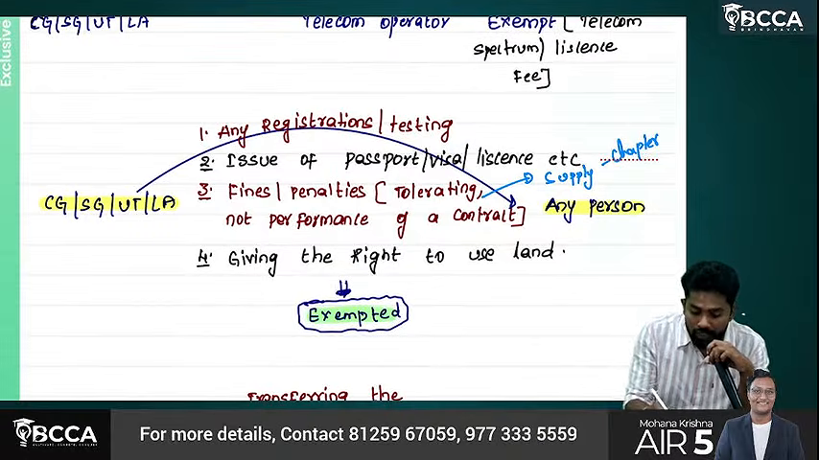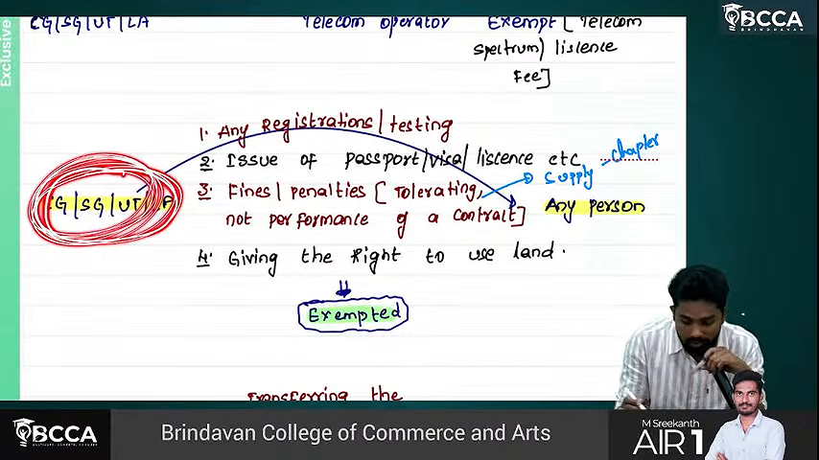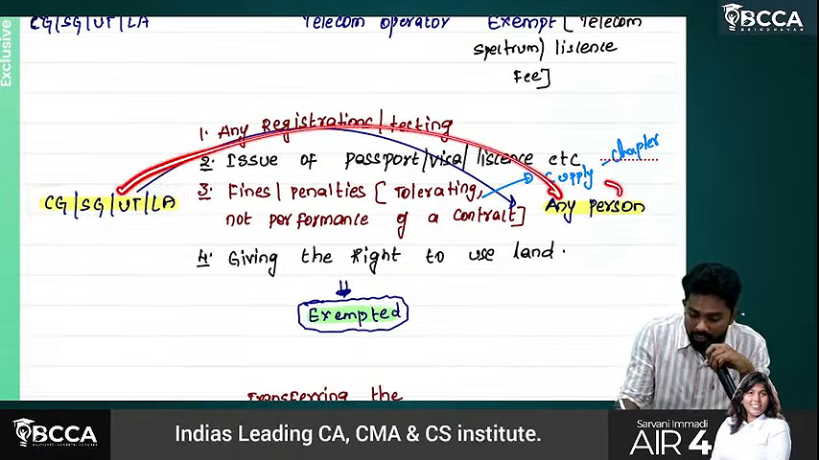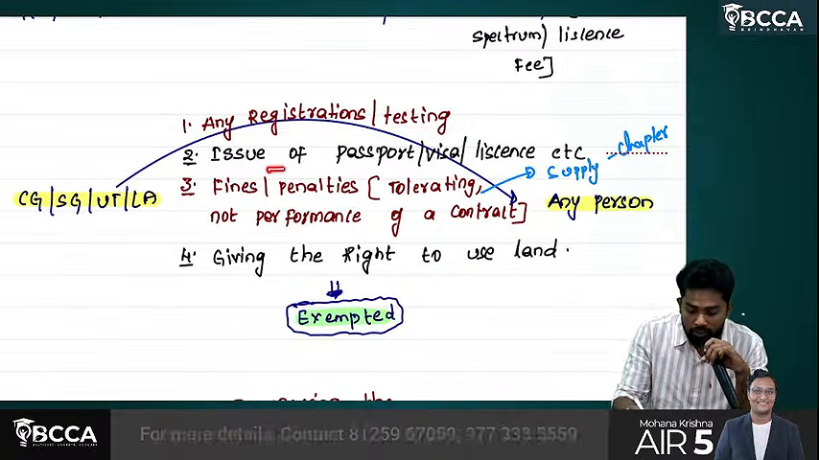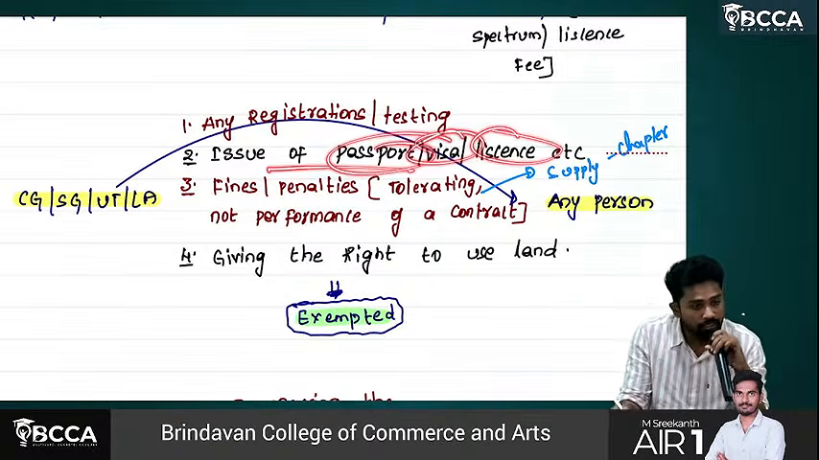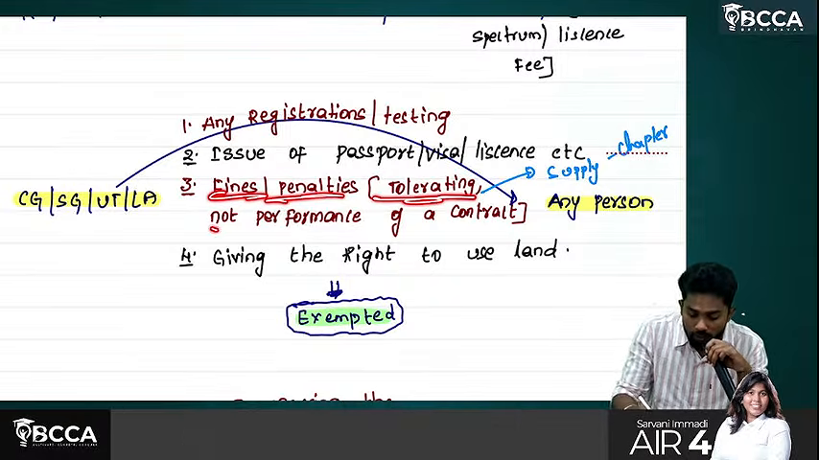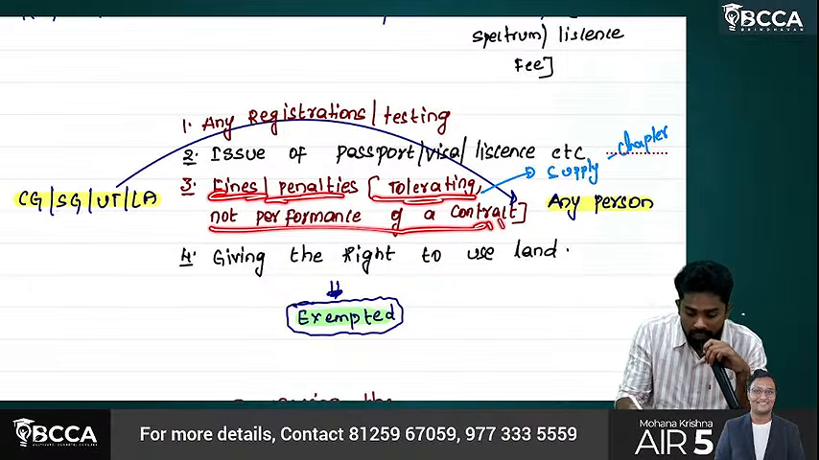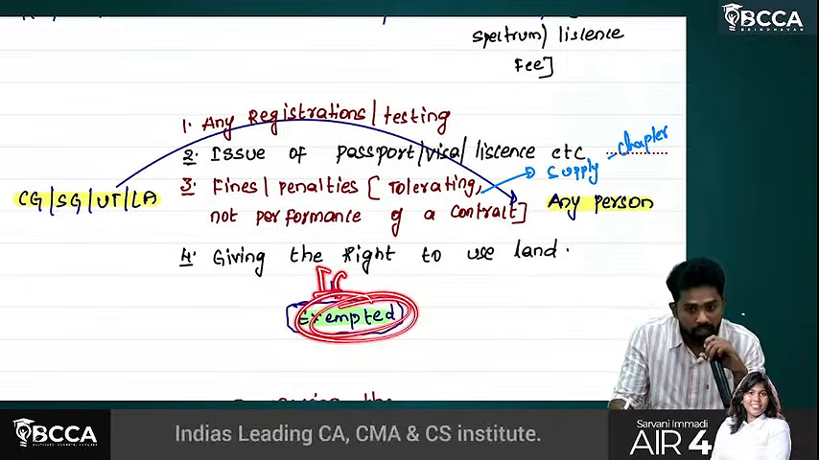Then central government, state government, union territory, local authority provide these kinds of services to any person: registration, testing, issue of passport, visa, licenses, and fines and penalties for tolerating an act, non-performance of a contract, and giving the right to use of land. All these services are also exempted.